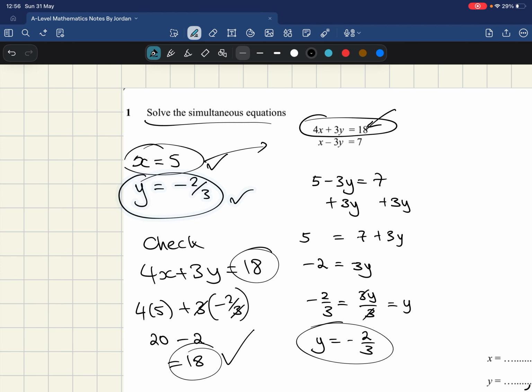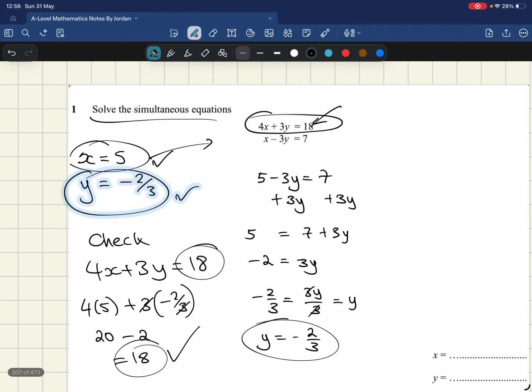Okay, I appreciate that one took a little bit longer. Just wanted to make sure you fully understand the method before we dive in and do it a bit faster. Okay, so I'll do another one now.